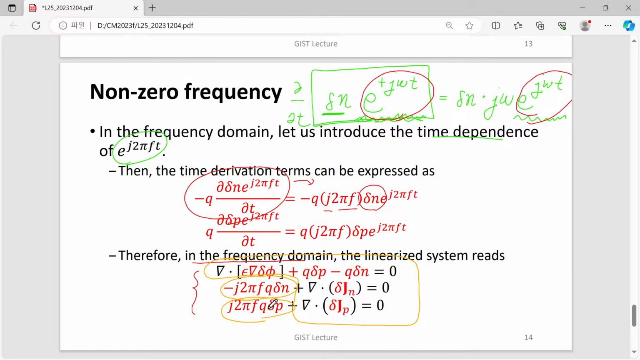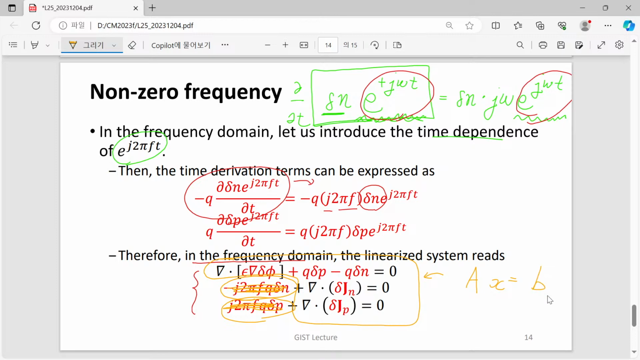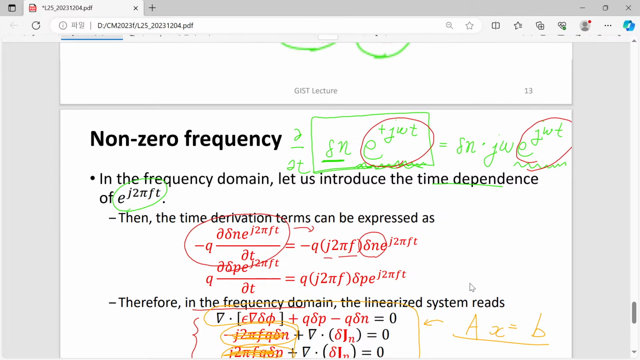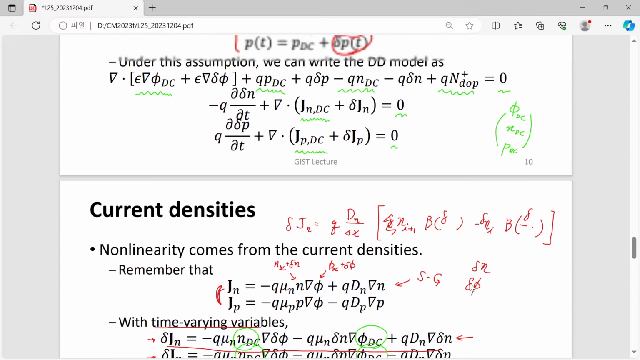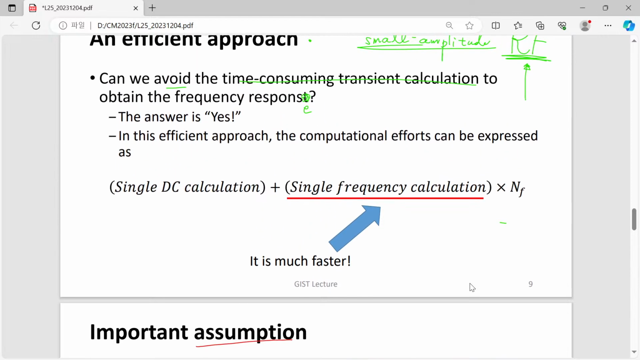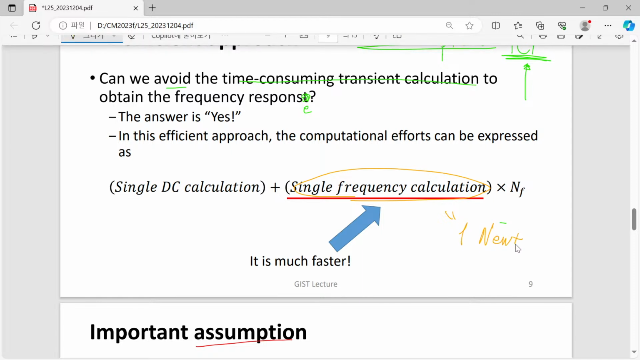Then how can you change your frequency? Please reuse it, just increase your frequency. Then you will get a different frequency response. So this is just one solution of an AX equal to B system. That's the reason why I told you that in this efficient implementation, the cost of a single frequency calculation is equal to that of one Newton iteration.